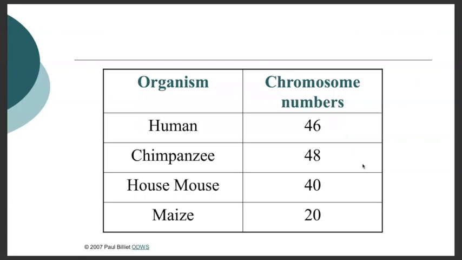As a review, the human organism has 46 chromosomes, the chimpanzee has 48, the mouse has 40, and corn has 20 chromosomes. Humans are diploid, meaning we have two sets of chromosomes, one set from the mother and one set from the father. Therefore, we have 23 kinds of chromosomes, and each of those chromosomes has two sets.